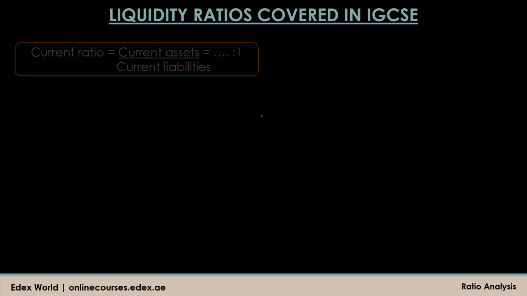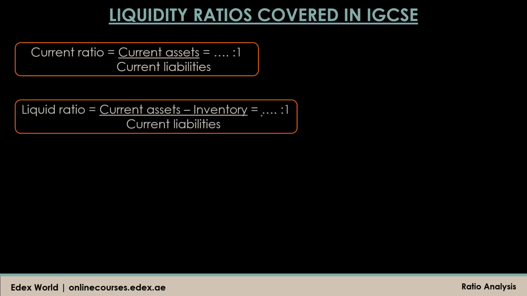Then going on to the liquidity ratios, the liquidity ratios that were covered in IGCSE are the current ratio and the liquid ratio. So the current ratio formula is current assets divided by current liabilities, and it is expressed as number is to 1. So for example, if you get this ratio as 2.5, you will express this ratio as 2.5 is to 1. This ratio tells us about the liquidity of the business, because if current assets are higher than the current liabilities, then it means the liquidity is good. The business can generate sufficient cash from its current assets to pay off the current liabilities.